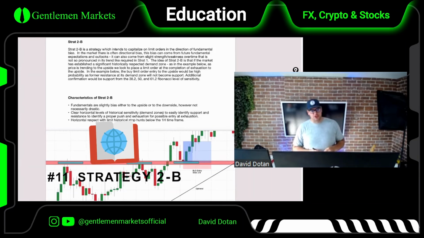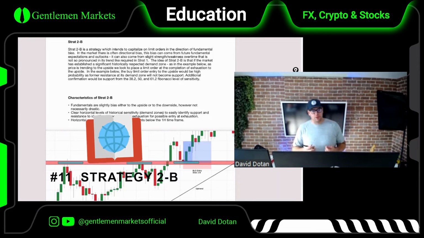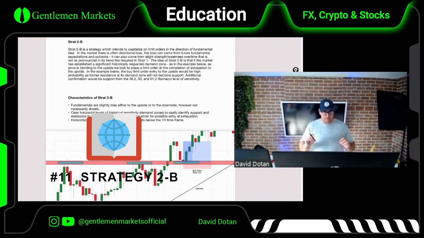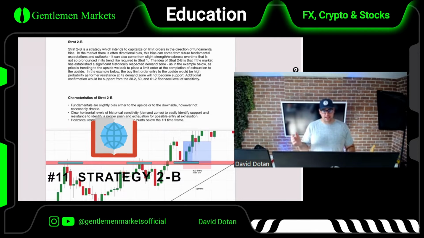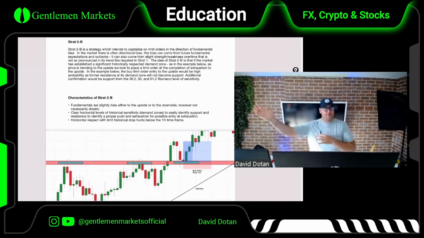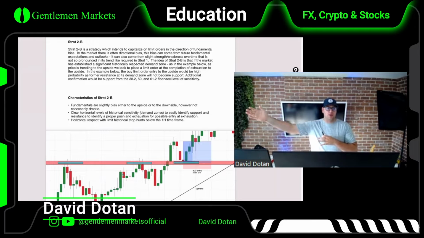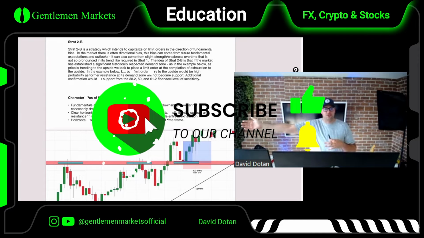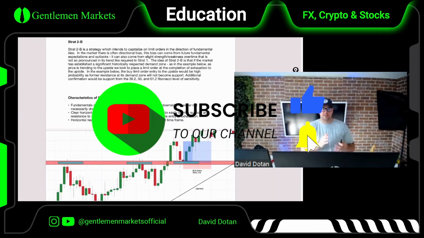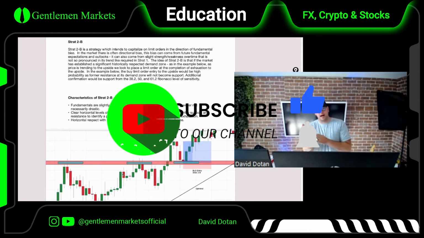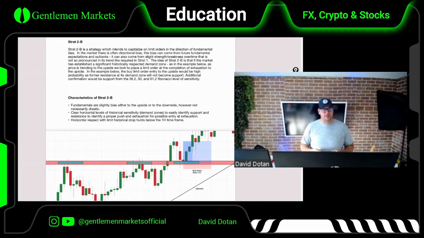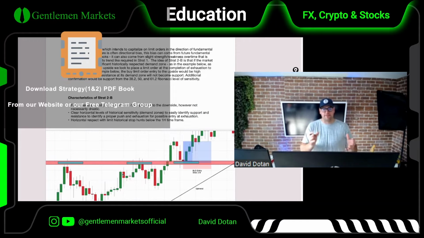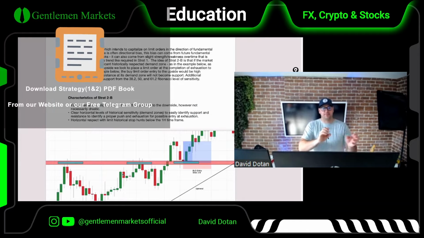Strat 2B is a strategy which intends to capitalize on limit orders in the direction of fundamental bias. In the market, there's often a directional bias. This bias can come from future fundamental expectations and outlook. So for example, if the USD is expected to see strong NFP, we can start to see strength in USD bias earlier in the week as the market starts to price that in, right? That's what it means by future fundamental expectations and outlooks.